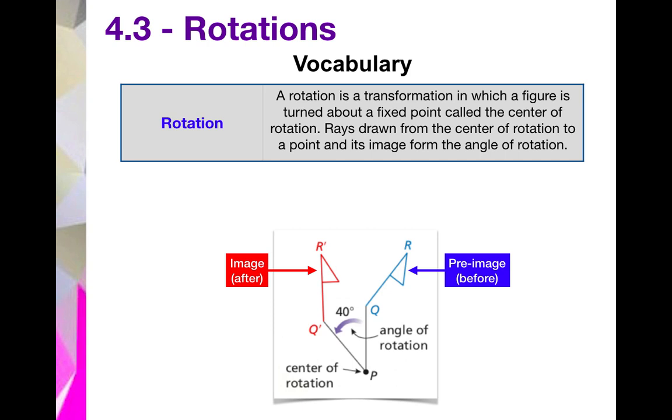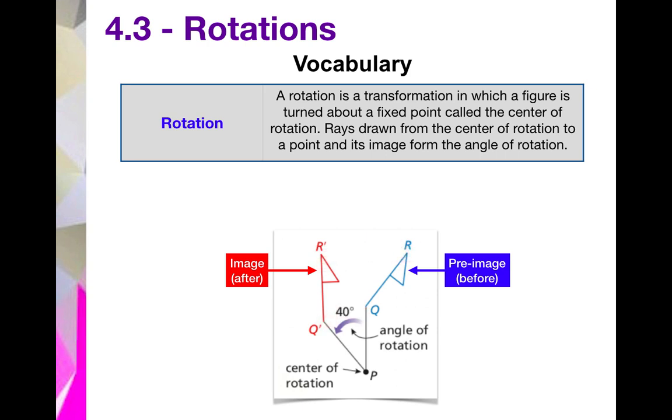So rotation, the definition, is a transformation in which a figure is turned about a fixed point. The fixed point in this particular case is the center of rotation. It's going to be turned around that point a certain number of degrees so that it always stays the same distance. So R is always going to stay the same distance from P in each case, and Q is going to stay the same distance from P, Q and Q prime. But they're all going to go the same angle.